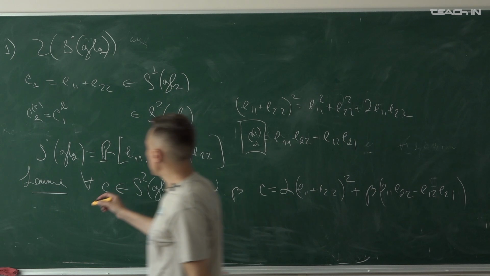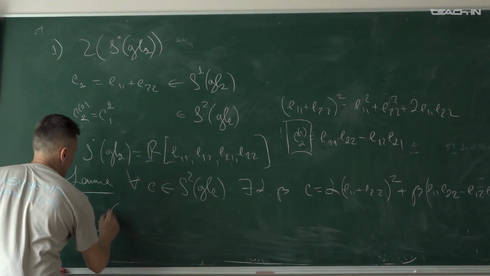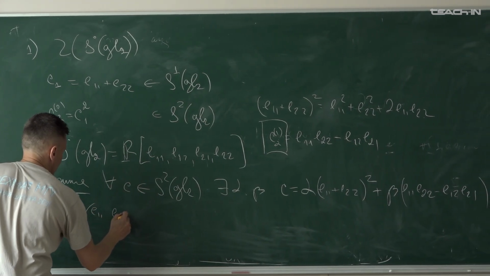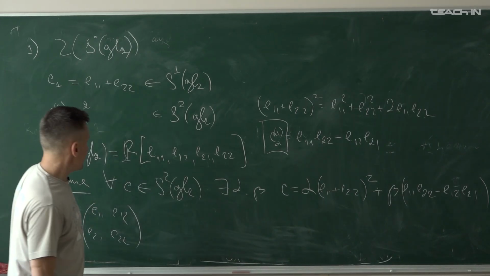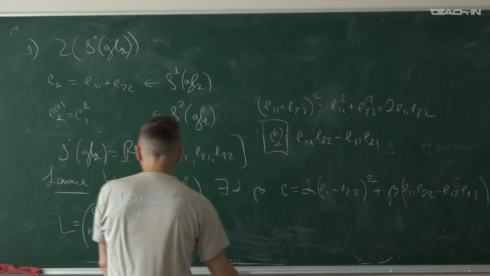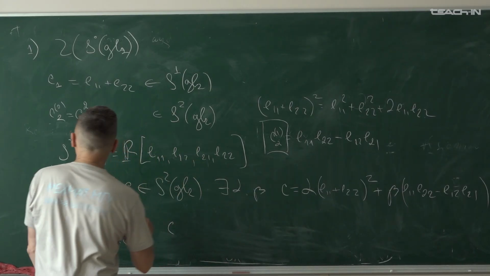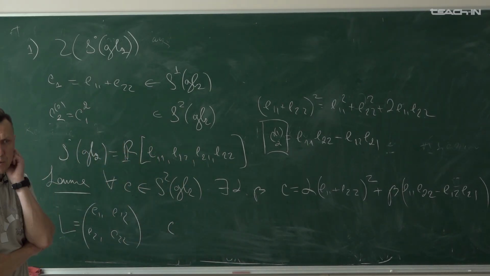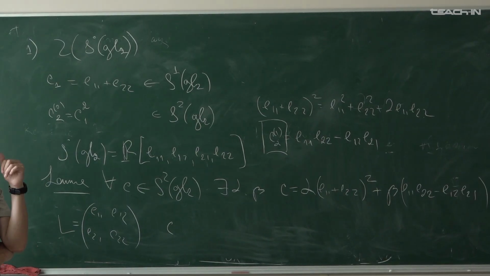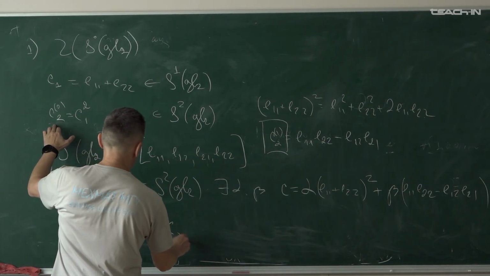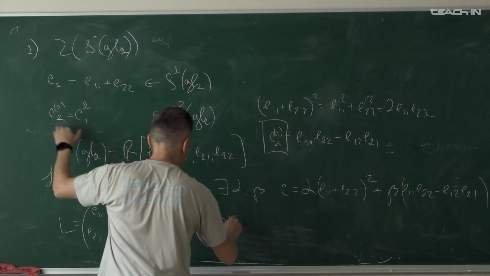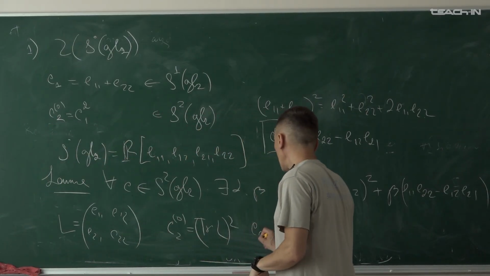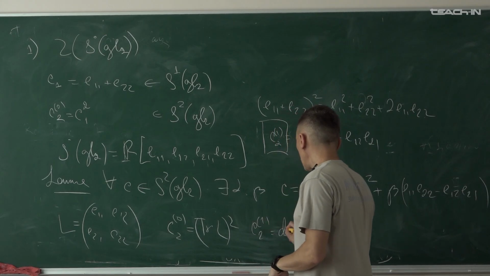Do you remember the Lax operator in this case? E11, E12, E21, E22. Two such elements can be interpreted as the spectral invariants of this Lax operator. C20 is the trace of L square, and C21 is the determinant of L.